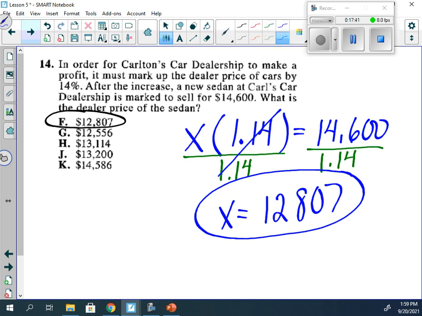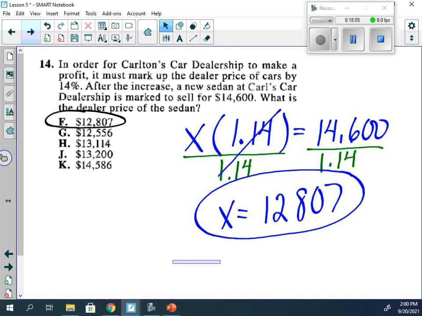Now, the ACT really would have G and F's answers switched because they like to go in descending or ascending order. They like them in order. So really 12,556 should go before 12,807, but that's neither here nor there. Any questions on any of this here?